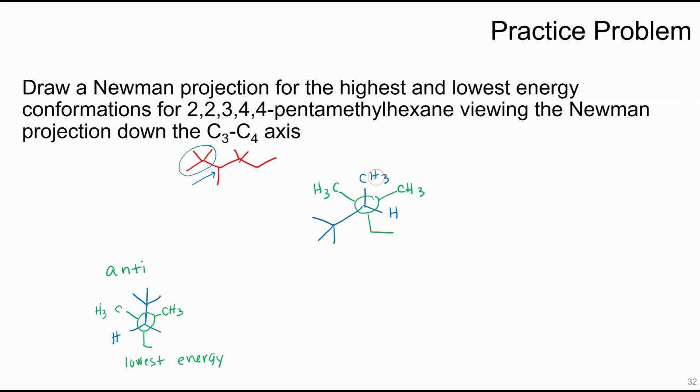To draw the highest in energy, we're just going to put the largest groups that are on the carbons eclipsing each other. So here I'm just going to leave the tert-butyl group where it is, CH3, H. And on the back carbon, we'd have this CH2CH3, CH3, CH3. So this is the eclipsed. This is highest in energy.